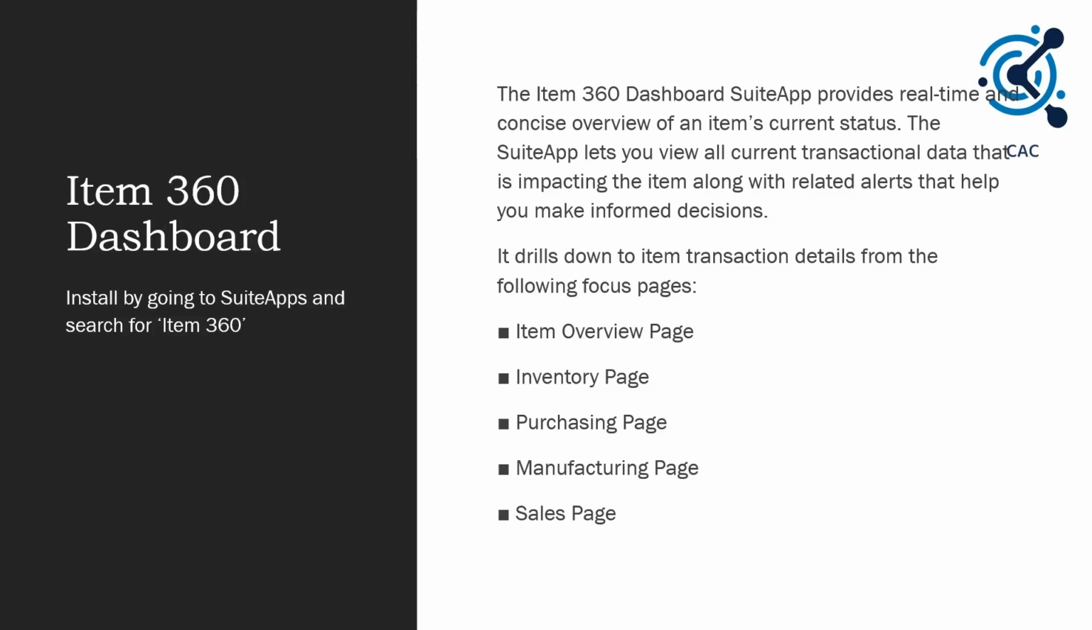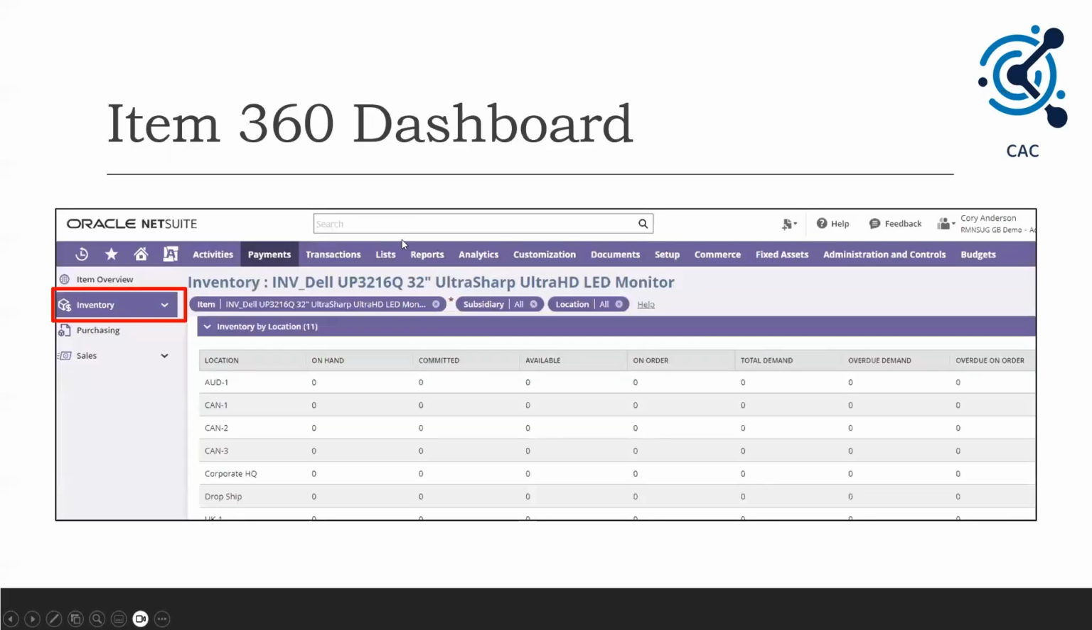The SuiteApp lets you view all current transactional data that is impacting the item, along with related alerts that help you make informed decisions. It drills down to item transaction details from the following focus pages, and I'll show you a couple of screenshots here. There's an item overview page, an inventory page, purchasing page, manufacturing, and sales page. So here's a screenshot of the Item 360 dashboard.